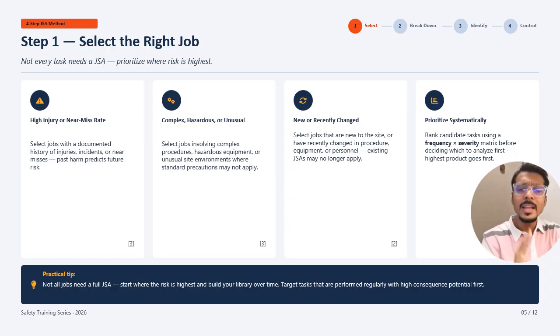The existing JSA may no longer apply. We have to prioritize systematically. Rank candidate tasks using frequency and severity metrics before deciding which analysis goes first, with the highest risk going first. So, practical tip: not all jobs need a full JSA. Start where the risk is highest and build your library over time, and target tasks that are performed regularly with a high consequence potential first.